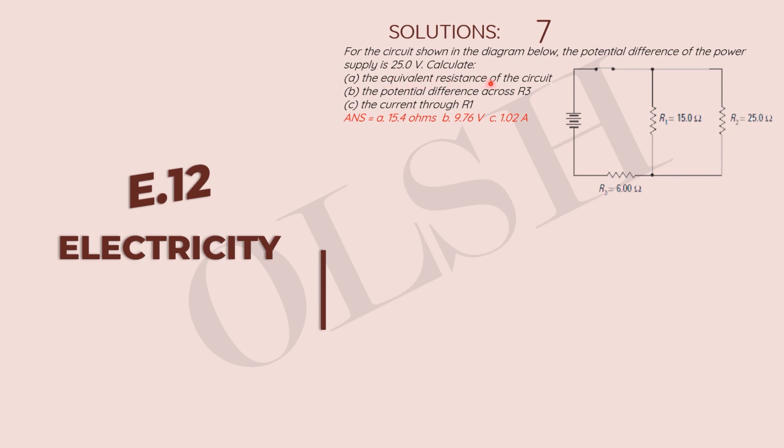Calculate the equivalent resistance of the circuit, the potential difference across R3, and the current through R1. Okay, so we have 25 volts here and we're asked to find the equivalent resistance of this circuit.